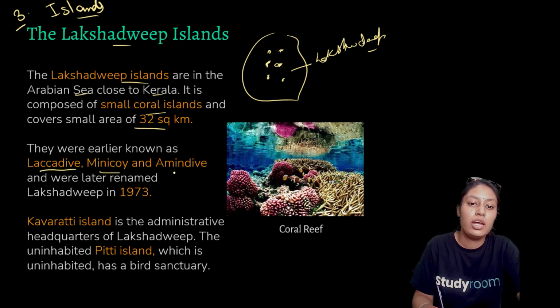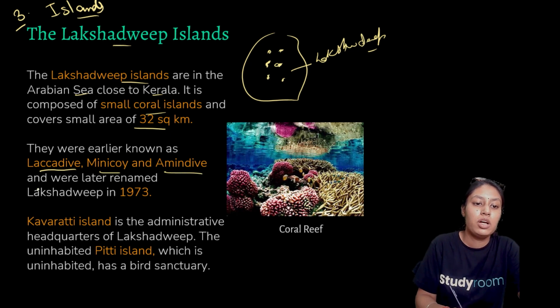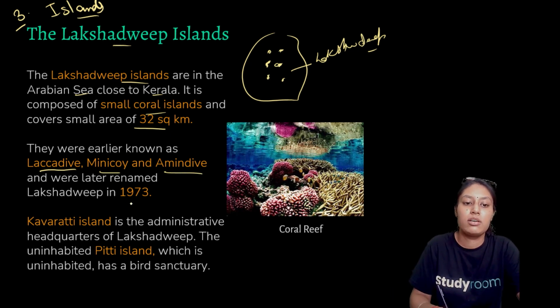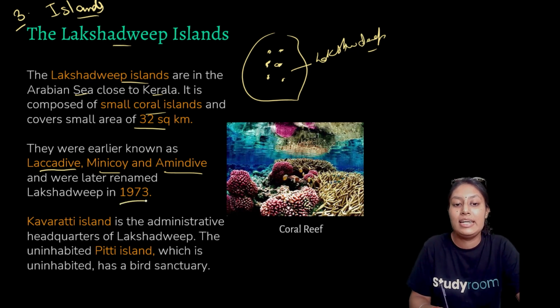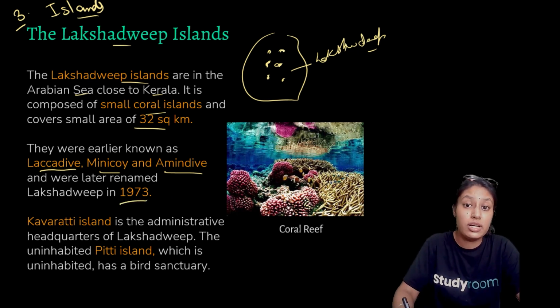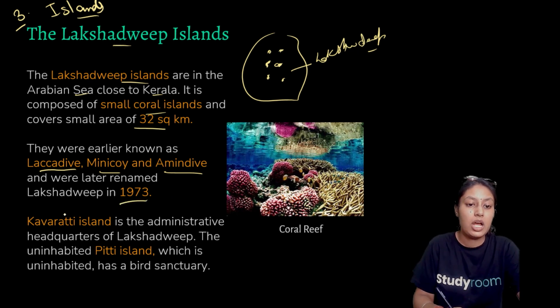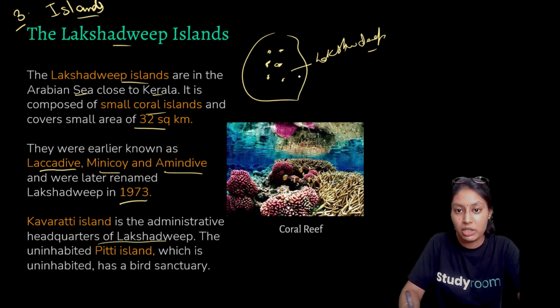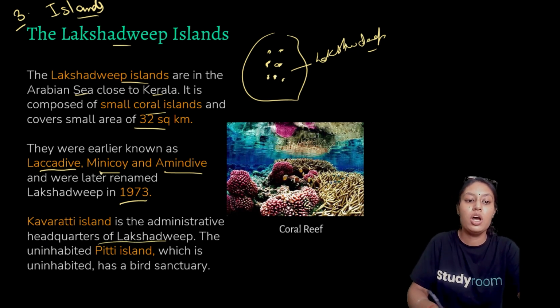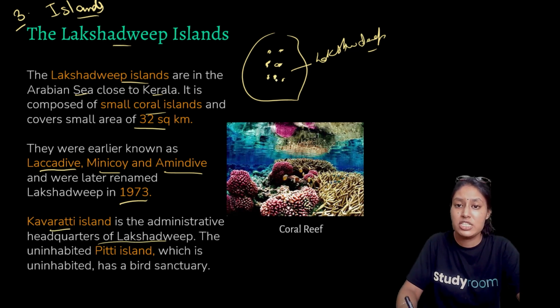Laccadive, Minicoy, and Amindivi were later all renamed Lakshadweep in 1973. Okay, so earlier their names were different. Now, Kavaratti Island is the administrative headquarters of Lakshadweep. Among all the islands, there is one island called Kavaratti. Of course, these are very small islands.